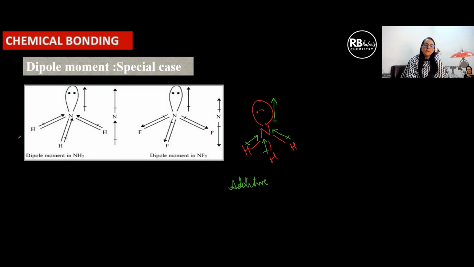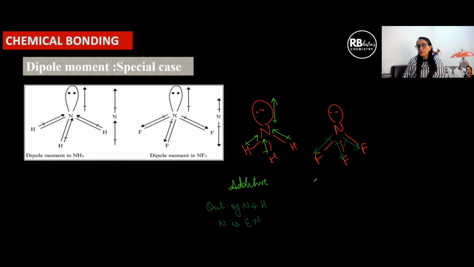They add up. But if I'm talking about NF3, similar structure, but if I draw the dipoles, this time they're going to go in this direction. Why? Because out of N and H, N is more electronegative, but out of N and F, F is more electronegative. So the direction of dipoles is going to be opposite, but this goes outward.